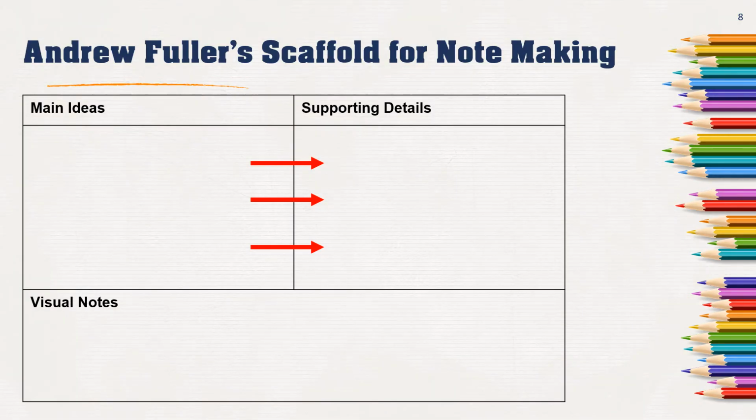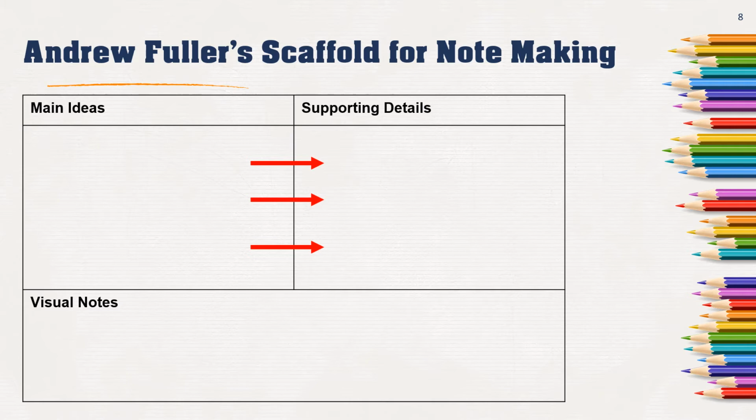Andrew Fuller's scaffold for note making is one of my favourite thinking tools. He's got this idea about drawing up a box, and on the left side, you put down all the main ideas from something that you've just read. So for example, oftentimes you can just dump in the subheadings because subheadings carry main ideas. And then off to the right here, you can put supporting details for each of the main ideas. So it's a really beautiful thinking tool.